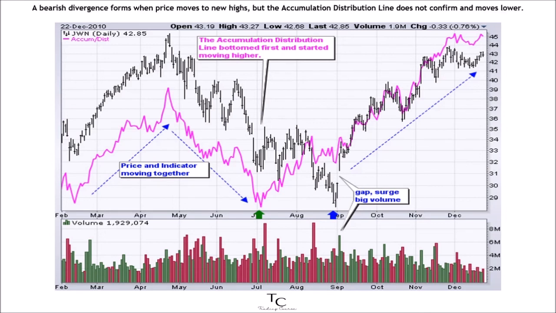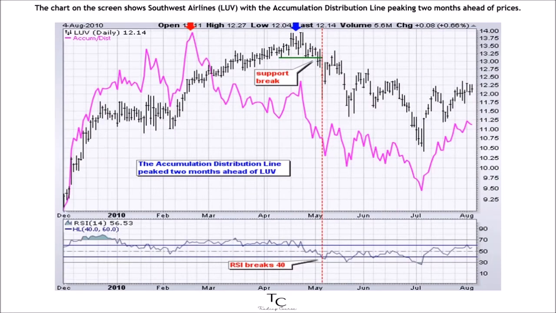A bearish divergence forms when price moves to new highs, but the accumulation distribution line does not confirm and moves lower. This shows distribution or underlying selling pressure that can foreshadow a bearish reversal on the price chart. The chart on the screen shows Southwest Airlines, LUV, with the accumulation distribution line peaking 2 months ahead of prices. The indicator not only peaked, but it also moved lower in March and April, which reflected some selling pressure.